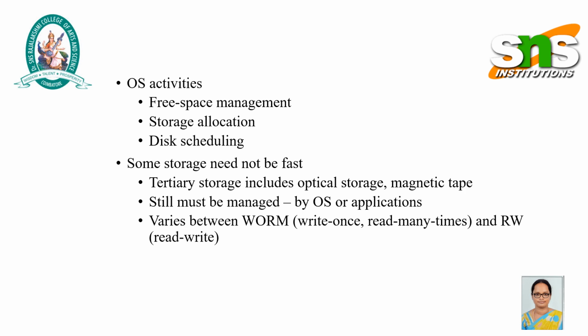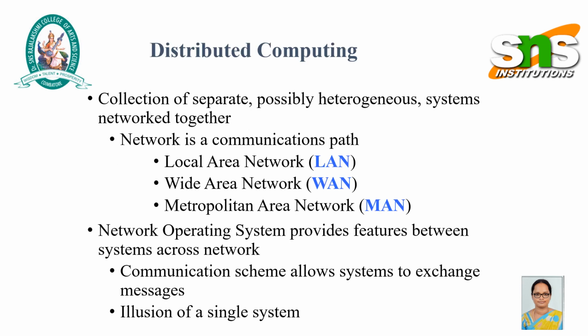OS activities include free space management, storage allocation, and disk scheduling. Some storage need not be fast, like tertiary storage, which includes optical storage and magnetic tape. It must be managed by the OS or applications, and varies between write-once and read-only formats.